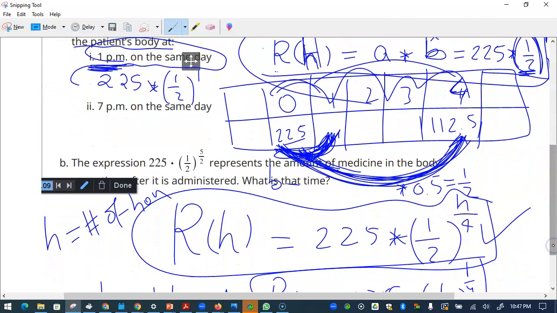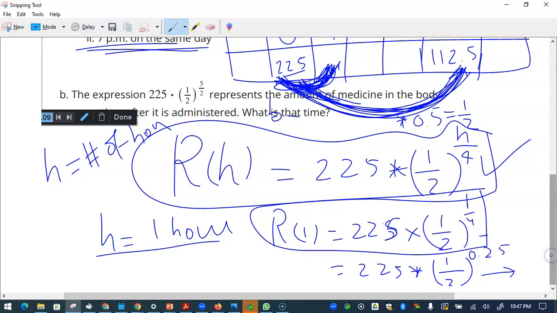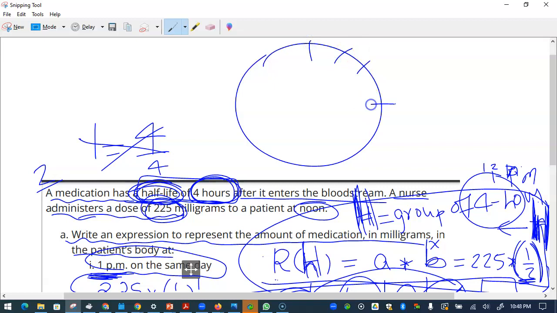But then there's another question at 7 p.m. If it is 7 p.m., that means from noon, if you see the time, this is noon, you have 1, 2, 3, 4, 5, 6, and 7 is here.